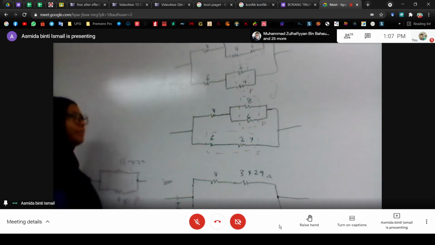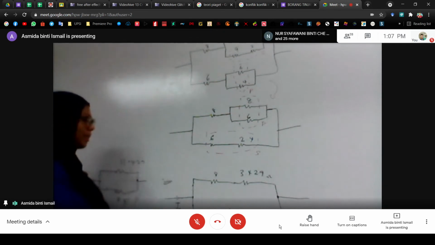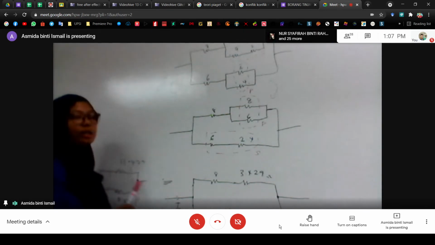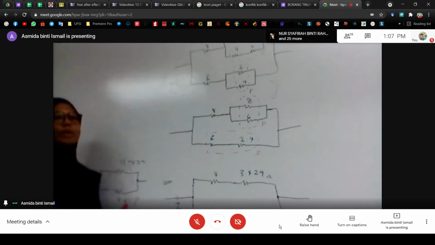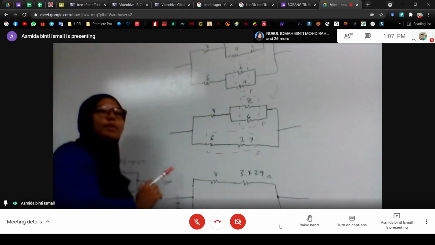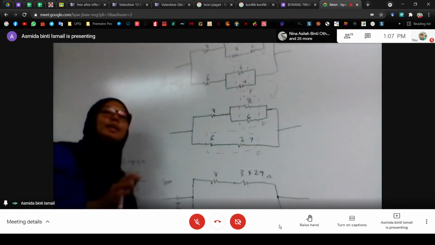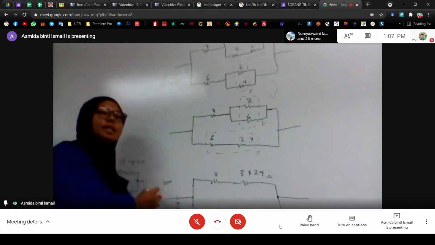Nanti bila you dah terror, tiba-tiba dia ada jawapan ni. When you master this calculation, you need to show me this step. You need to show me this step. Maybe in this question, for the section calculate the value of the resistance, you can get 3 marks.